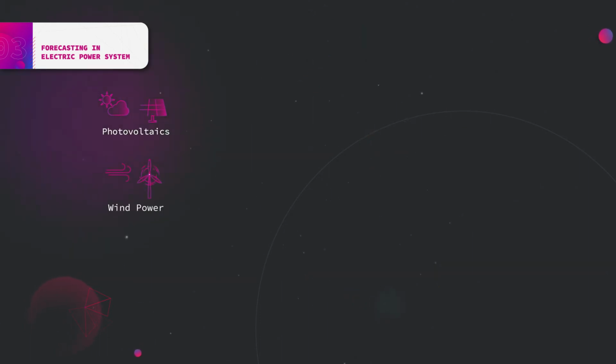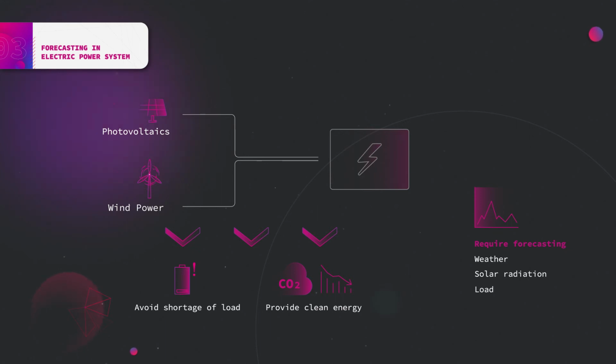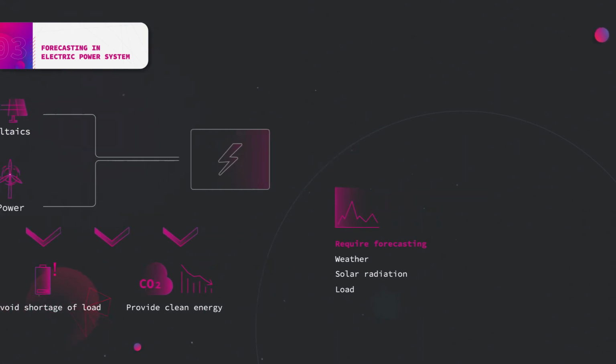Photovoltaics and wind power play an important role in minimizing the shortage of load and in providing clean energy to the power system. However, due to the uncertainty of the solar radiation and wind and of the changing weather conditions, it makes it difficult to manage these renewable sources to feed the power system. An unbalanced power system can cause huge damages. Therefore, forecasting has become a key tool for the optimal, secure, and reliable operation of power systems.